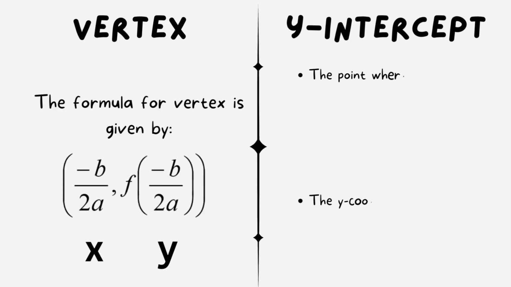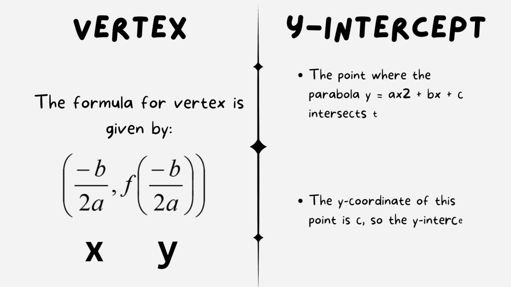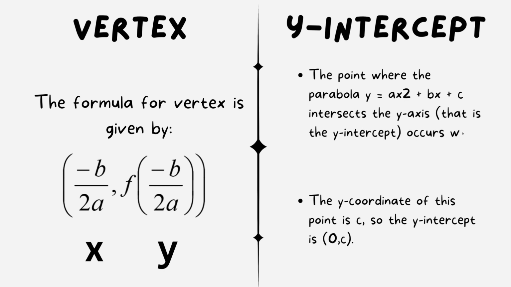Okay, so now we're going on to the vertex. What is actually the vertex? The vertex is the lowest point of the parabola and also the highest point. This means that f(x) can have a minimum value and a maximum value of the parabola.